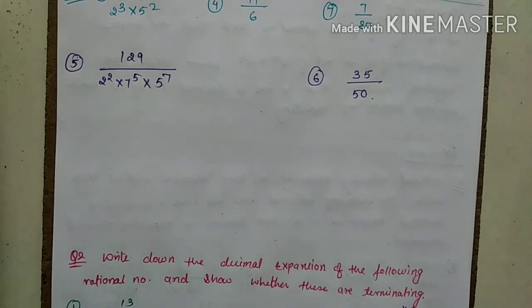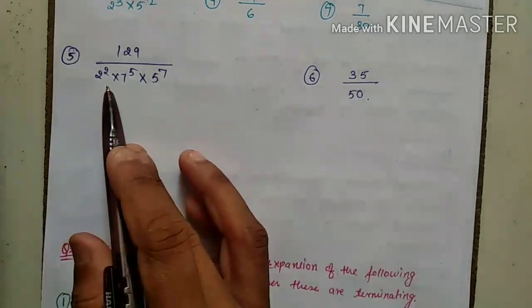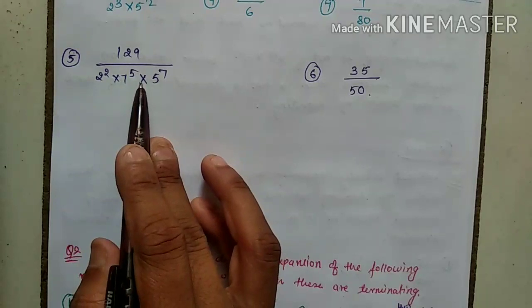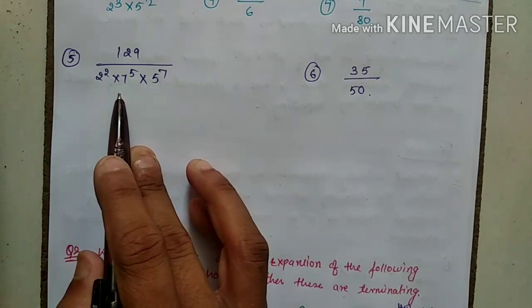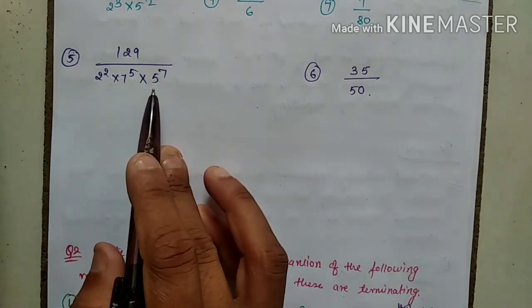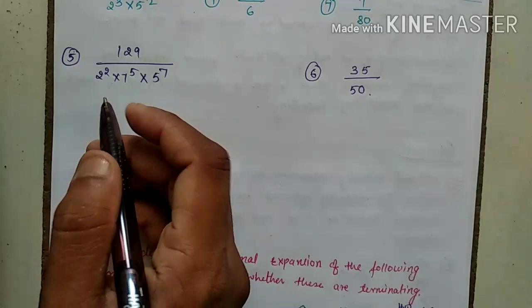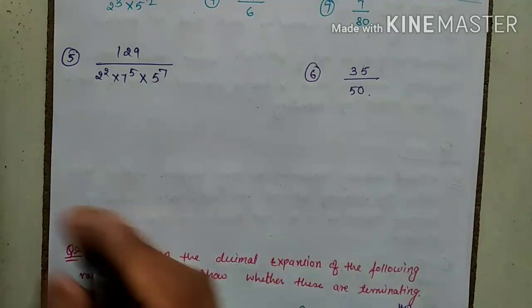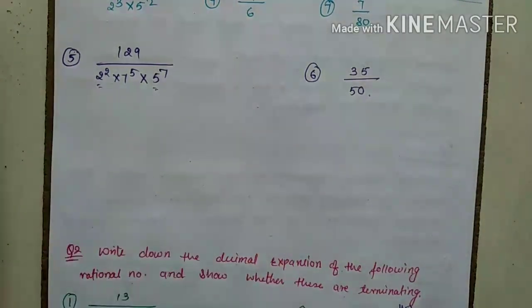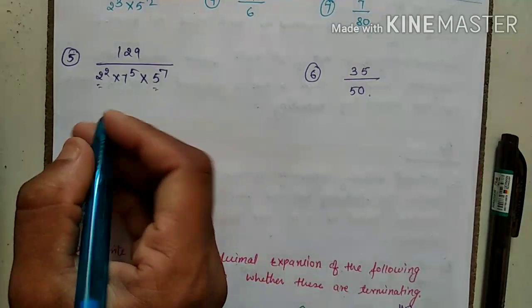I am going with the fifth question. Just see. 129 divided by 2's power 2, 5's power 7 and 7's power 5. Correct? Now just see. By looking at this term, you can see 2 is already there, correct? 5 is already there, but here is 7. So because of this 7, I will not say that this is of the form 2's power m into 5's power n. Correct or not? So what will I write here as the answer? Just see here.